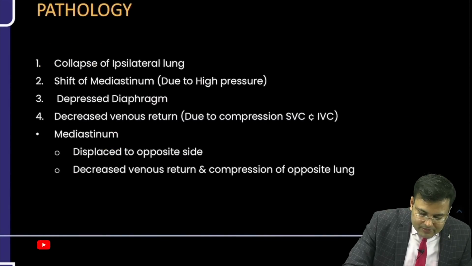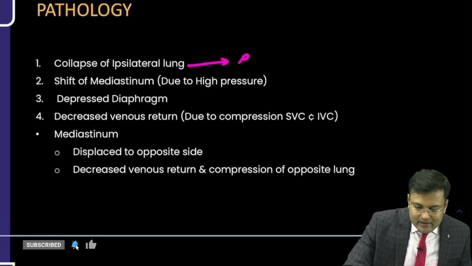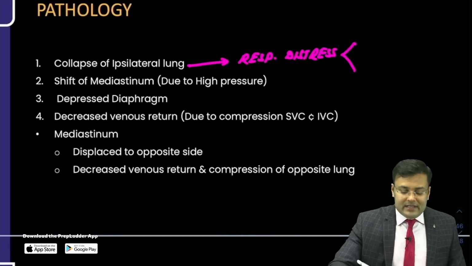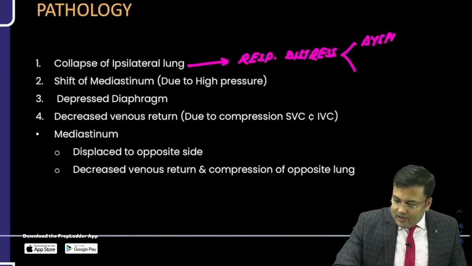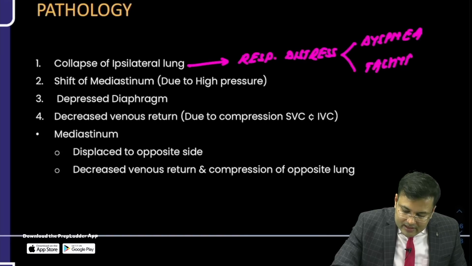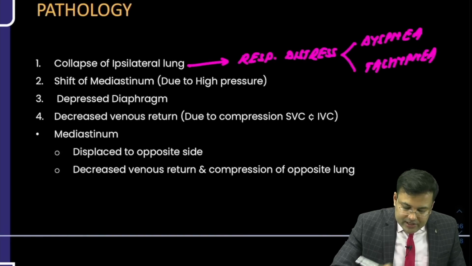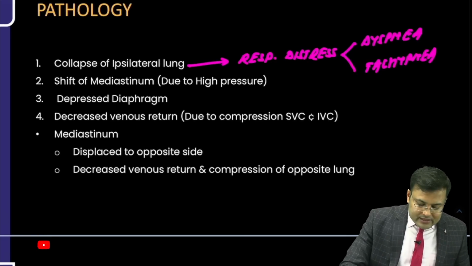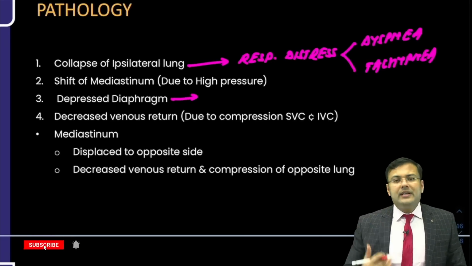So what is the pathophysiology, means what are the manifestations in tension pneumothorax? Since there is collapse of the ipsilateral lung, these patients are having respiratory distress. And if the patient is having respiratory distress, obviously at the time of presentation, what? The patient is having dyspnea and tachypnea. Let me tell you, this question is asked every year. There is shift of the mediastinum to the opposite side. There is depressed diaphragm, decreased venous return.